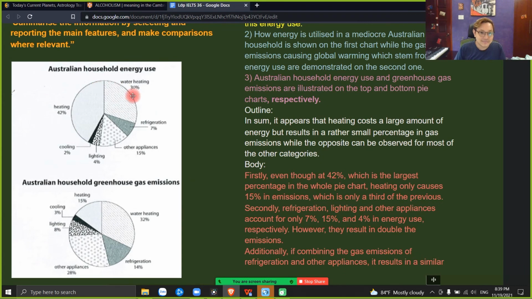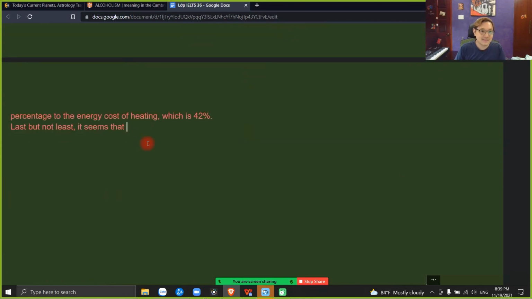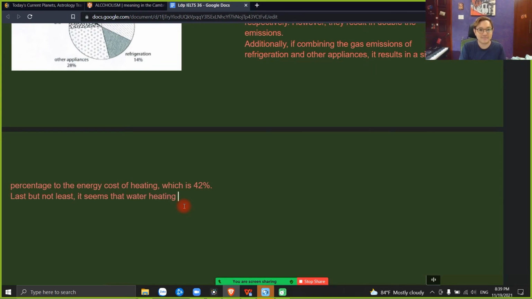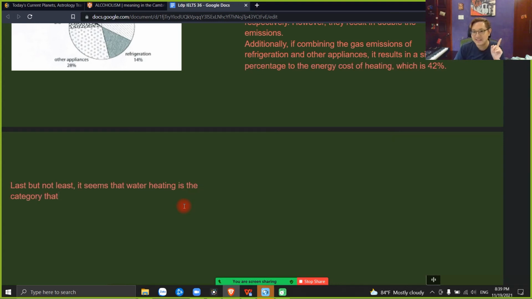It seems that water heating is the category that has a similar percentage in both pie charts.